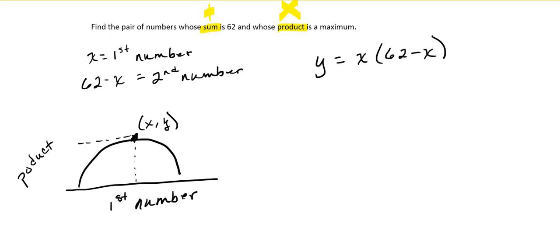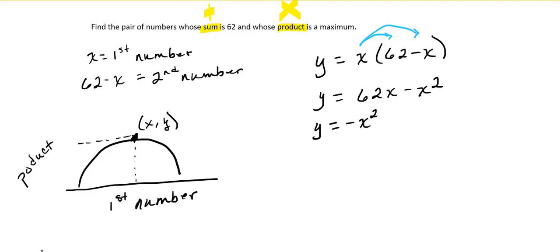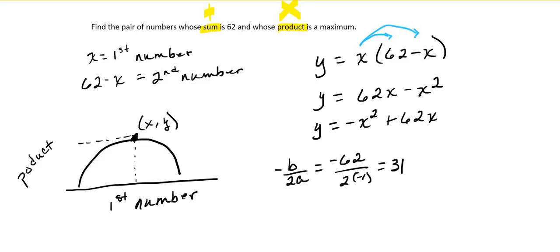Now I'm going to come back over here to my equation, and I am going to distribute this X. Then I'm going to rewrite this equation so it will be in standard form. I want my x squared term first. And from here, I'm going to use negative b over 2a. So my first number is 31. And my second number is going to be 62 minus 31, which is also 31.